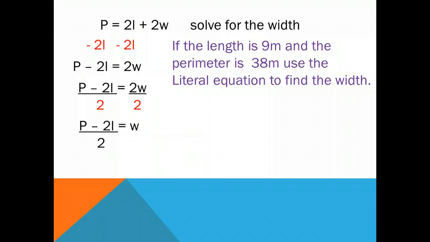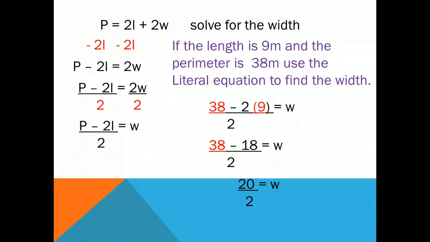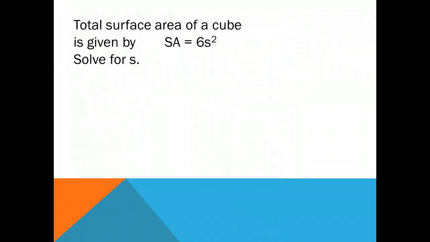If the length is 9 meters and the perimeter is 38 meters, use the literal equation to find the width. Well, the perimeter is 38, so you start off with 38 minus 2 times 9 is equivalent to the width over 2. So 2 times 9 is 18. 38 minus 18 is 20. Then we have 20 divided by 2.